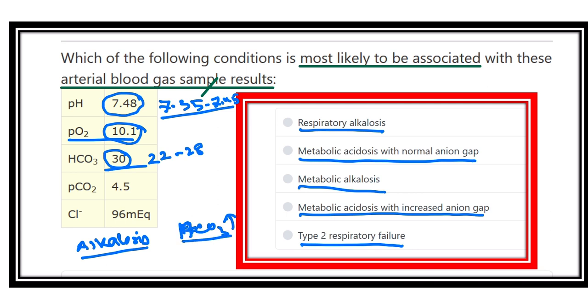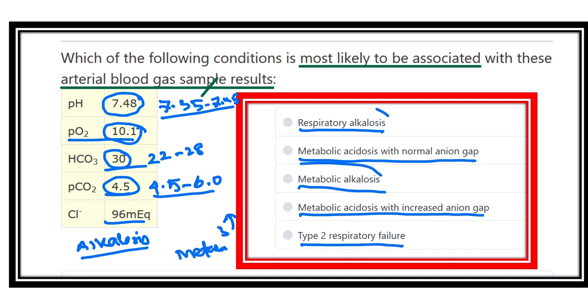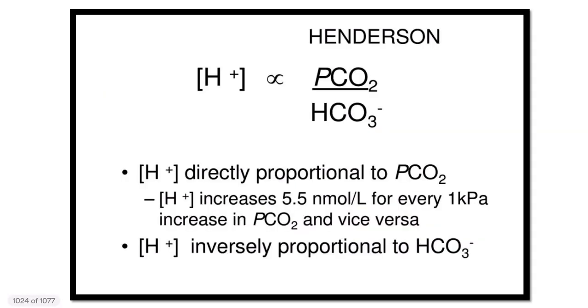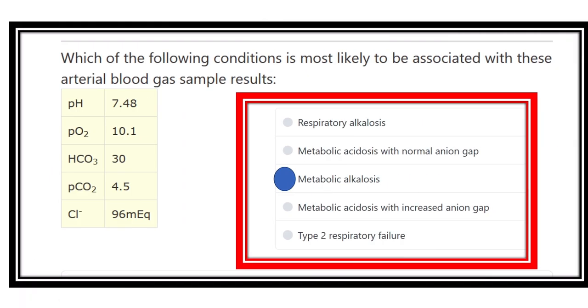Partial pressure of carbon dioxide is 4.5, and the normal level is 4.5 to 6, so it is within the normal range, so there are no respiratory changes. Chloride is close to normal, and partial pressure of oxygen is also close to normal, so it is alkalosis due to bicarbonate, which means it is the metabolic cause. Bicarbonate represents the metabolic part, so it is metabolic alkalosis, which is option C. So our answer is metabolic alkalosis.